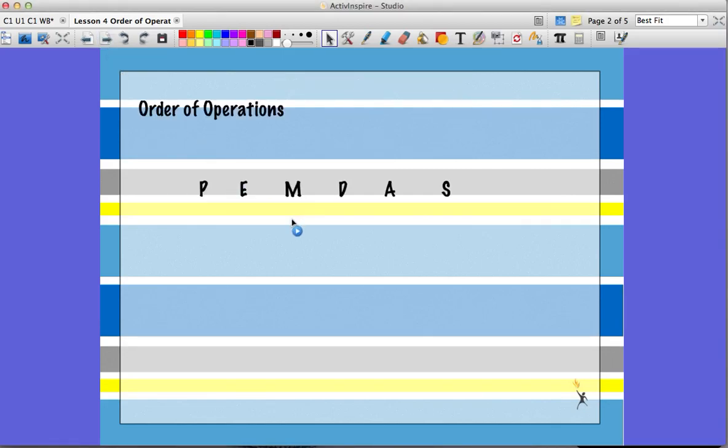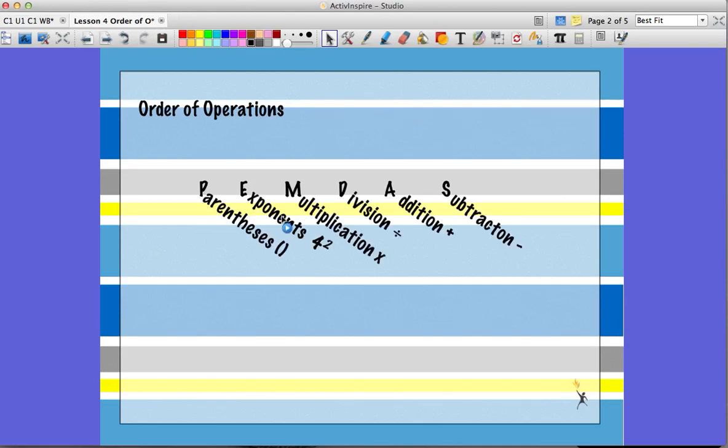Right, so the other day we talked about the order of operations and how we use PEMDAS to help us remember what the order of operations is. So we have parentheses, exponents, multiplication, division, addition, subtraction. And again, we always want to remember that multiplication and division are in the same step, and addition and subtraction are in the same step.